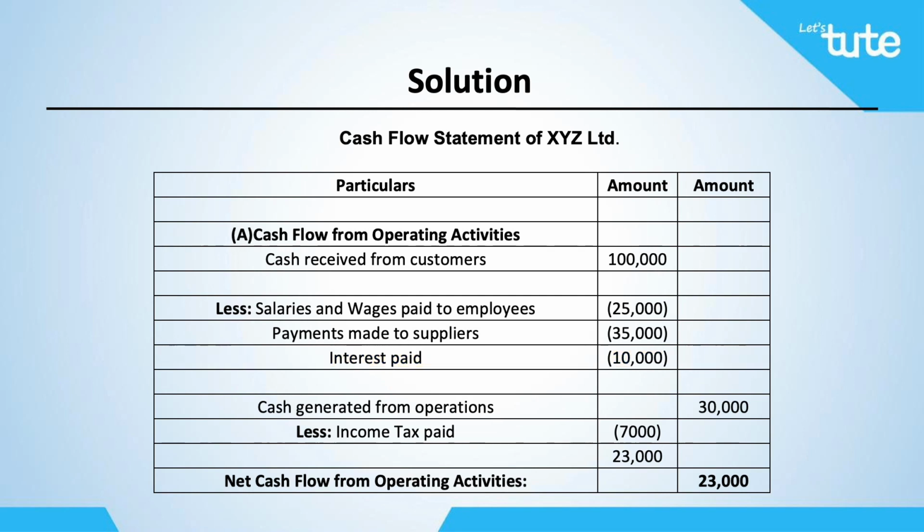After completing this step, we will arrive at the net cash generated from operating activities, which is 30,000. And then the income tax paid during the year worth 7,000 will be deducted from this amount. After this, we will get the final figure of net cash flow from operating activities, which is 23,000. Let's refer to this classification of operating activities as Activity A.